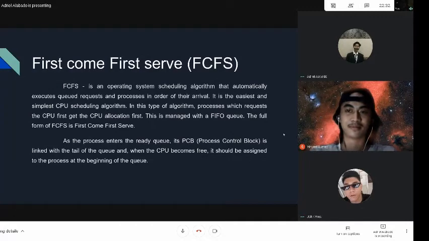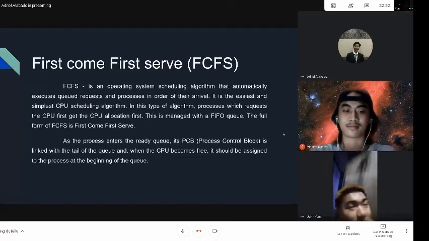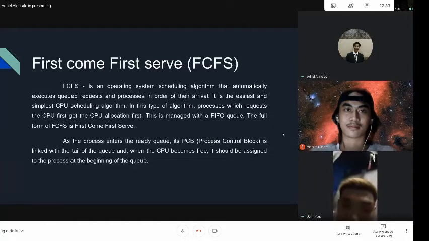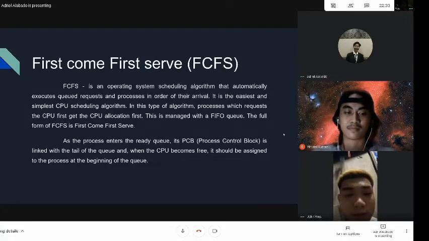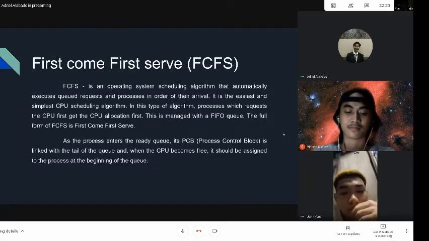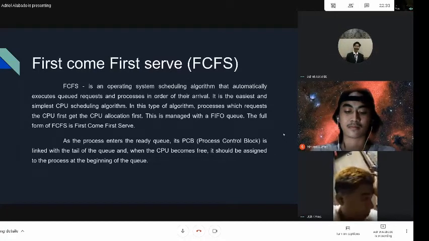FCFS is an operating system scheduling algorithm that automatically executes queued requests and processes in order of their arrival. It is the easiest and the simplest CPU scheduling algorithm. In this type of algorithm, the process that requests the CPU first gets the CPU allocation first. This is managed with a FIFO queue. The full form of FCFS is first come, first serve.